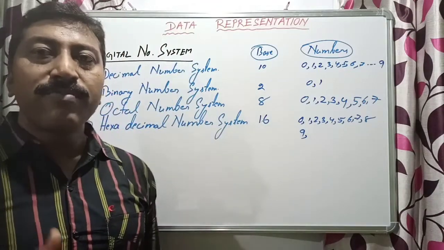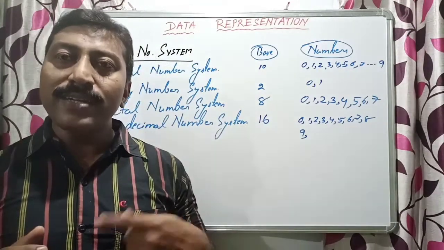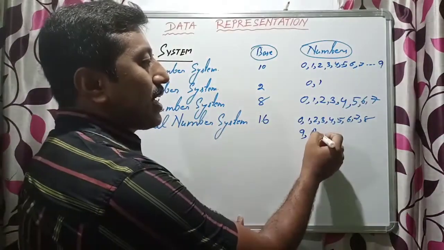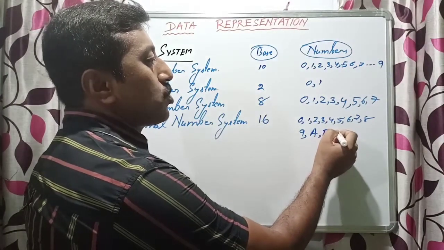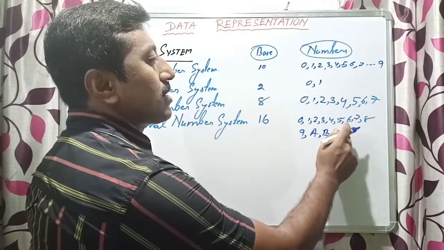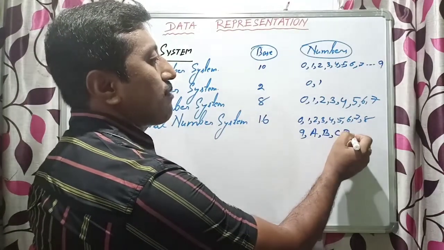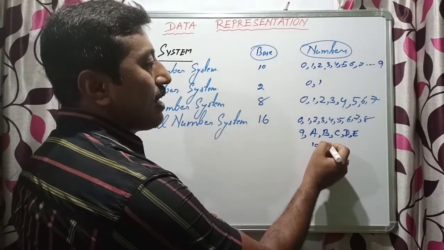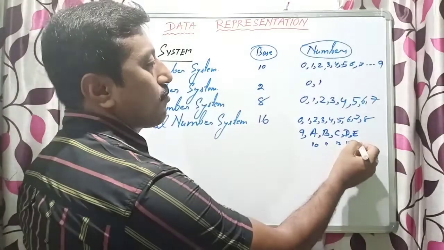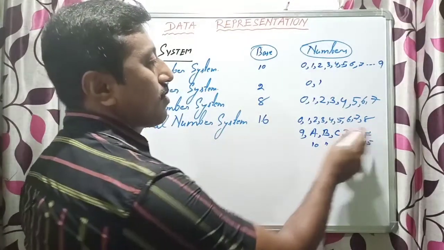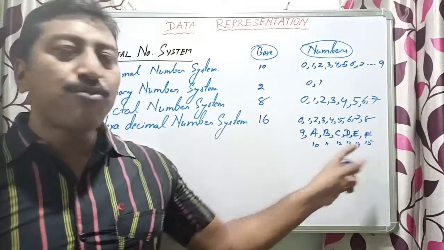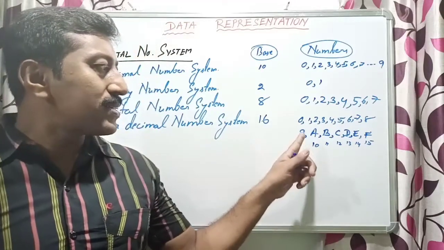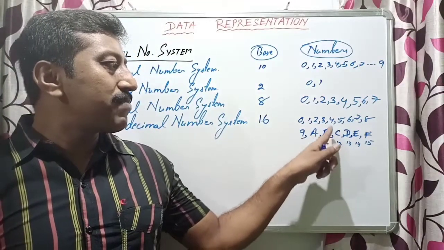So instead of 10, we define 10 as a single alphabet, called A. That means 10 is A, 11 is B, 12 is C, 13 is D, and 14 is E. And 15 is called F. So A, B, C, D, E, F. It will be up to 15 because in the hexadecimal number system, if you start from 0 to 15, 16 numbers are coming. So 10 means A, 11 means B, 12 means C.